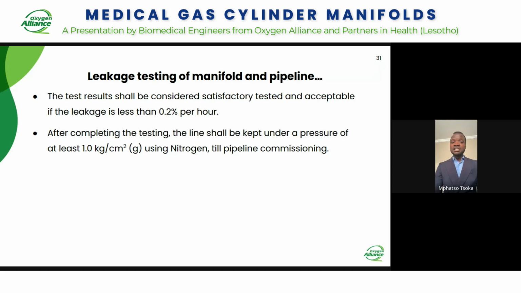And after completing the test, the line shall be kept under pressure of at least 1 kilogram force per centimeter squared using nitrogen. Then pipeline commissioning is done. Remember, we are doing this leakage test not using oxygen, but using nitrogen, because nitrogen is unreactive, so it can be used for testing purposes before oxygen or other gases are pumped in.